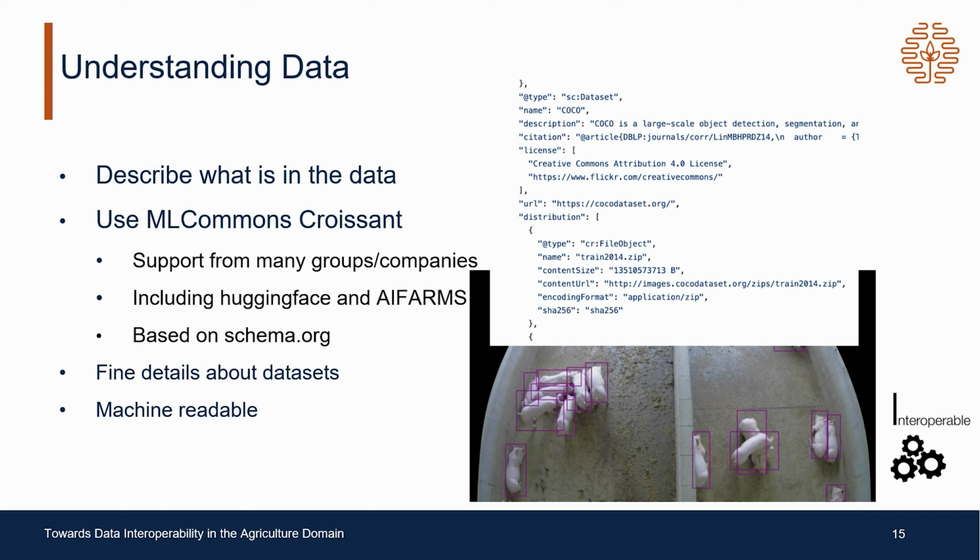Do we have specific bounding boxes around the pigs? How are these formatted? What format do you use for that? How is all this written up? One of the things that we leverage is a standard called ML Commons Croissant, which is supported by lots of groups, like Hugging Face, Google, Meta. A lot of groups came together and said, we should come up with a standard for making this data interoperable. And so this is what the ML Commons Croissant is.